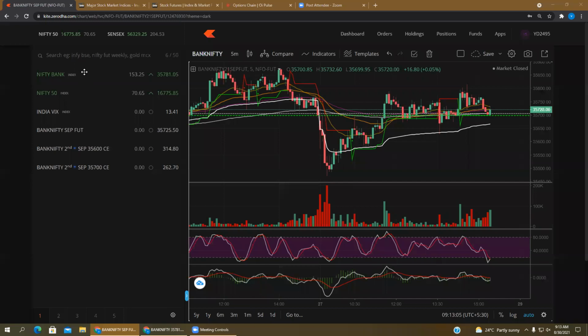Okay, strike price is going to be important. I'm looking at 35,700 call. That is the strike price I'm looking for. Yeah, price action, I will explain you as and when it develops, I will explain you the price action.